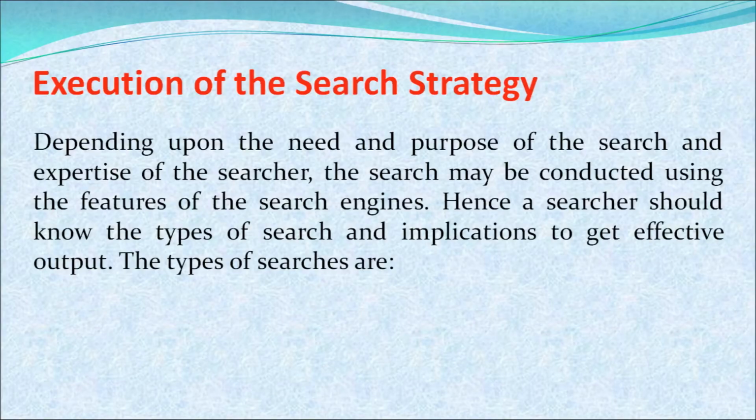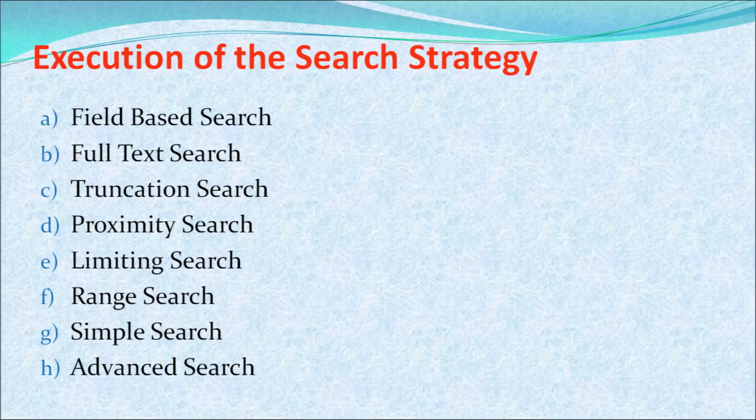Now coming to the execution of the search strategy. Depending upon the need and purpose of the search and the expertise of the searcher, the search may be conducted using the features of the search engine. Hence, a searcher should know the type of search and its implications to get effective output. The types of searches are field based search, full text search, truncation search, proximity search, limiting search, range search, simple search and advanced search.